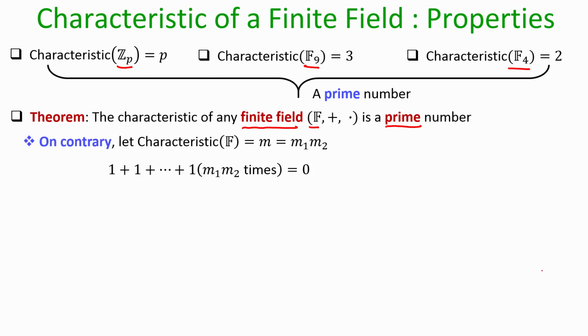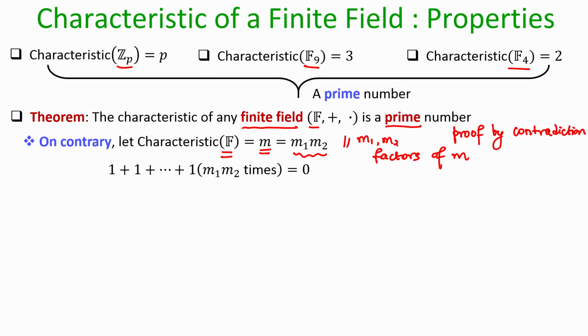So, now let us try to prove this theorem. The proof will be by contradiction. The theorem says that the characteristic should be a prime number, but as per the proof by contradiction strategy, I will assume the contrary, and I will assume that the characteristic is not a prime number. If it is not a prime number, then it will be composite. So, let the characteristic be m, and suppose it is a composite value. Since it is a composite value, it will have prime factors or some factors. So, let m1 and m2 be the factors here. And none of them is actually m, because that is the definition of a composite number.